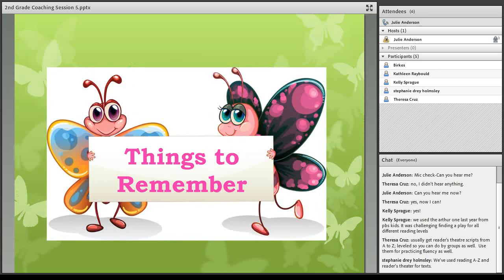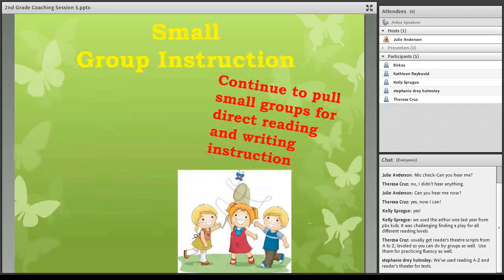Okay, now we're going to go to the things to remember. I told you this would be very quick, or maybe I didn't tell you that, but here are some different things to remember. Even though we're at the end of the year, it's April, and by the time you get to some of these units, it's May, small group instruction is still important.